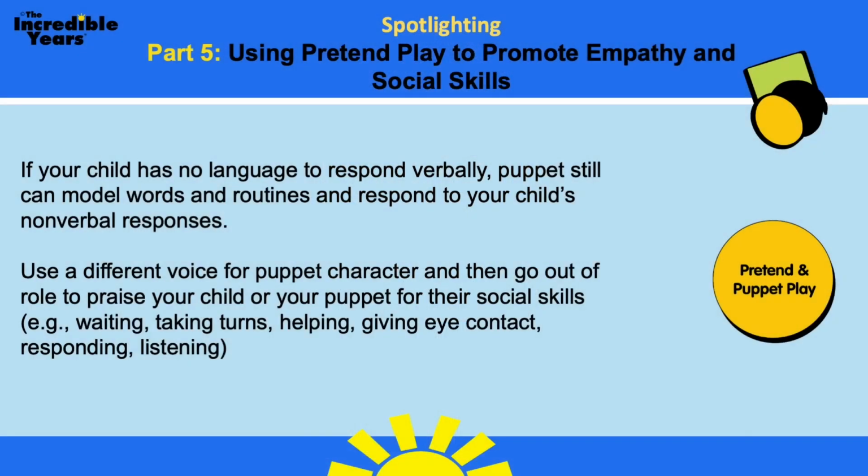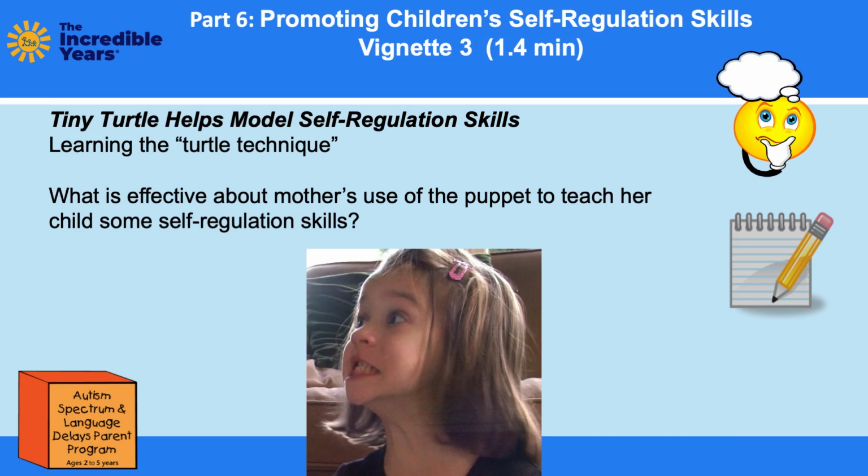If your child has no language, the puppets can still model the words, keep them simple, and respond to the child's nonverbal responses. Try to use a different voice for the puppet character, and then go out of role and praise your child. If you can, praise your puppet for sharing and for their social skills, so I can tell my puppet that he did a good job waiting or taking a turn.